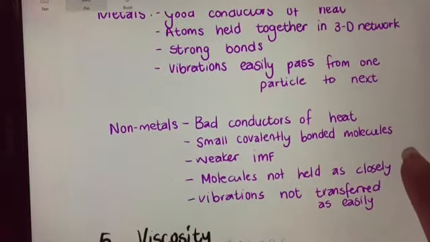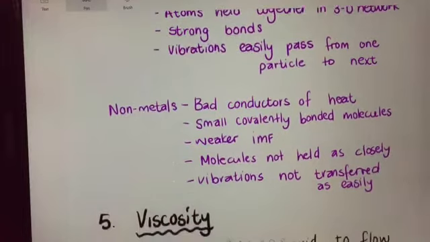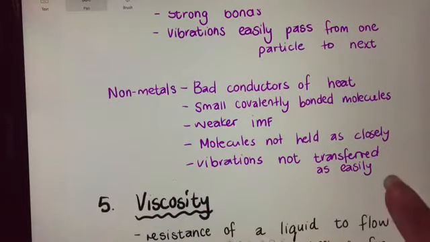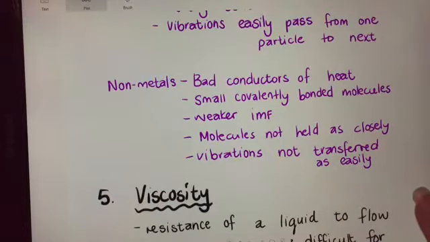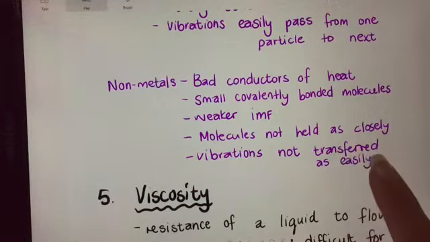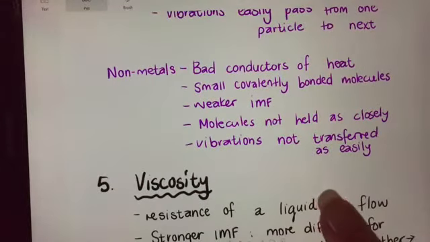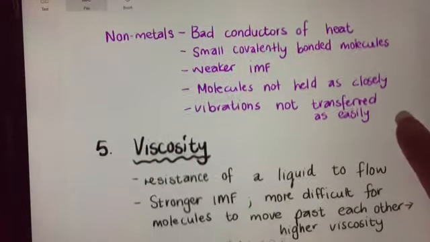Compare that with non-metals, which we usually describe as bad conductors of heat: small covalently bonded molecules with weaker intermolecular forces, so the molecules are not held as closely together, and it's not that easy for the vibrations to be transferred from one to the next. So generally, non-metals are described as bad conductors of heat. There are exceptions to the rule, of course. Graphite is an example of a non-metal that is a good conductor of heat.